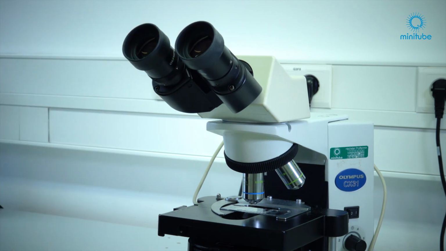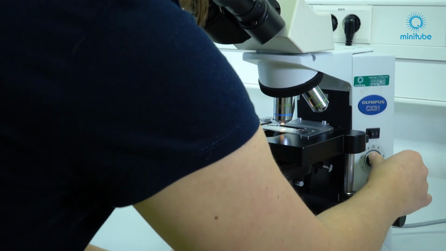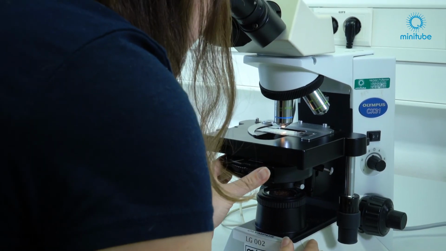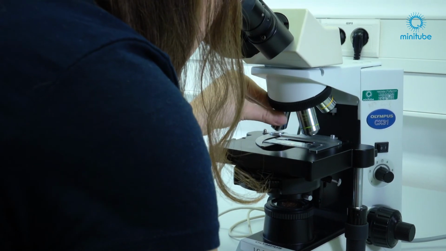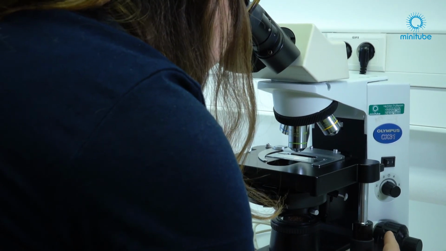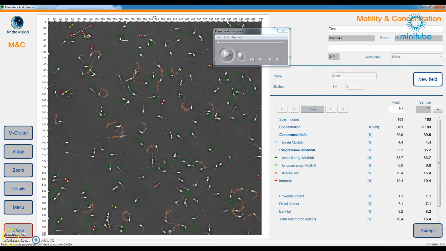These adjustments are required whenever a new microscope is set up. Additionally, it is sometimes necessary to readjust the microscope settings, for example when the microscope has not been used in a long time or when it has been placed somewhere else. Please be aware that these adjustments are crucial for a proper semen analysis.